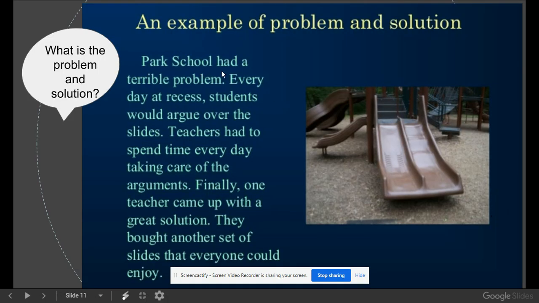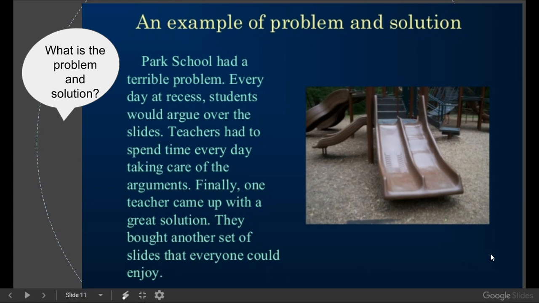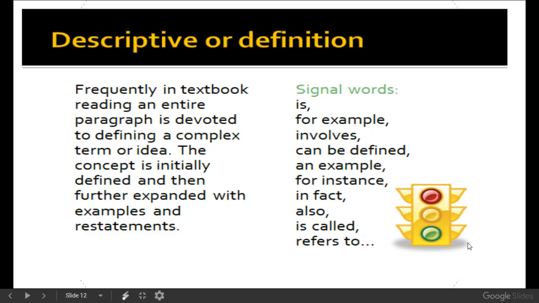So Park School had a terrible problem. The word problem is your signal word. Every day at recess, students would argue over slides. Teachers had to spend time every day taking care of the arguments. Finally, one teacher came up with a great solution. They bought another set of slides that everyone could enjoy.